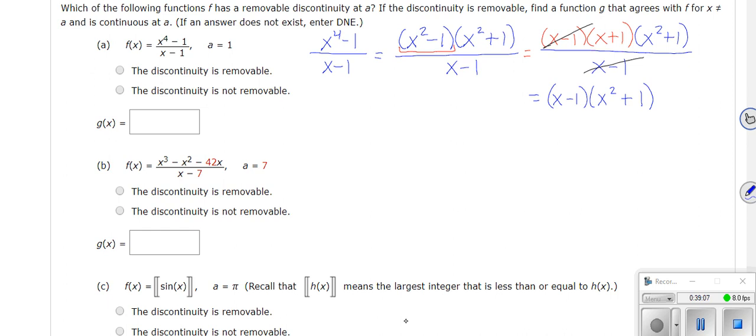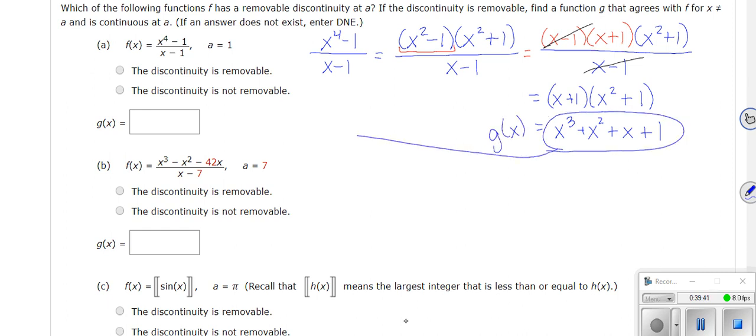Now, I don't know if WebAssign will take it that way or if you need to multiply it out. If we multiply it out, this is obviously what? x cubed minus x squared... Nope. x cubed plus x. Oh, sorry, that's a plus. Plus x squared plus x plus 1. Okay, that would be my g of x.